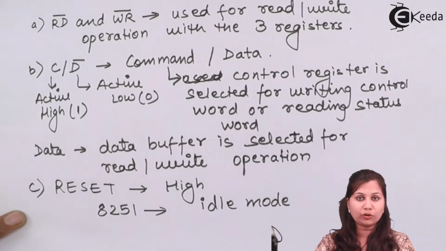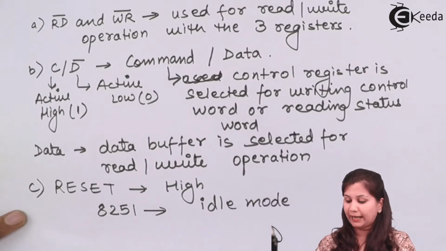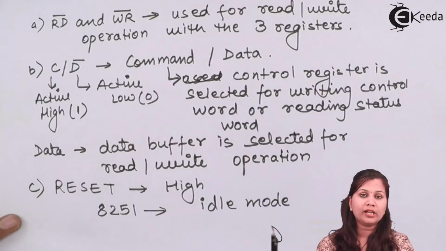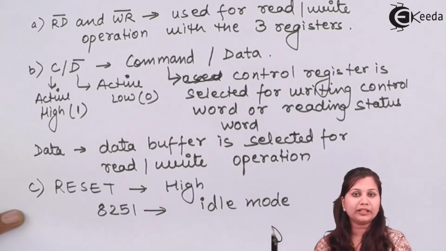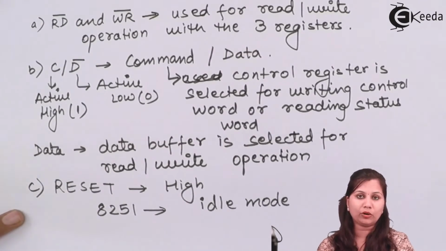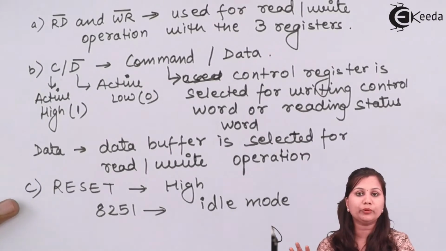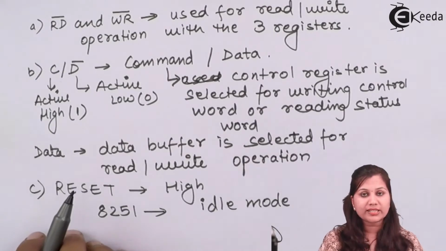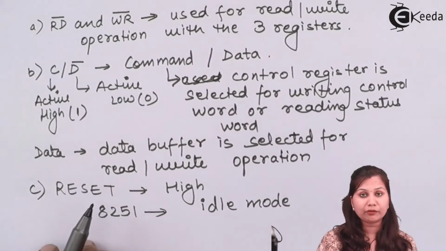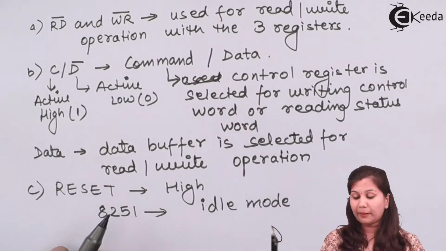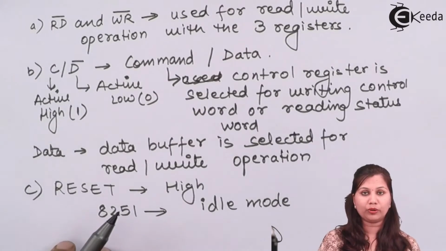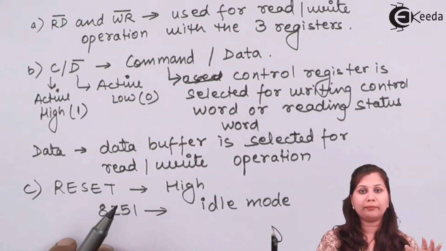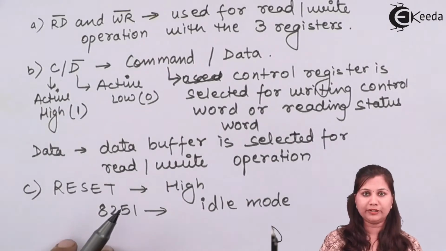It is going to reset all its conditions and bring it into the idle mode. It is not going to perform any operation, it is going to terminate all these operations and come into its initial conditions. The command words will be cleared out, status information will be cleared out, data bus buffer will be cleared out. Okay, so all values are brought to the 0 condition.